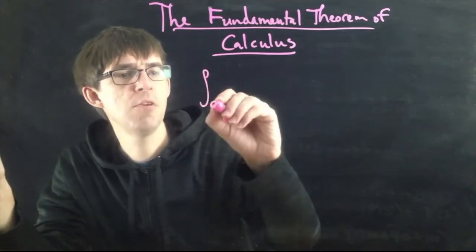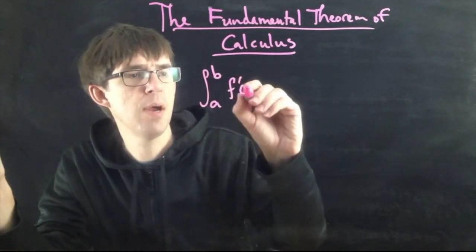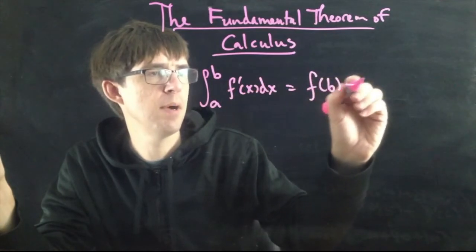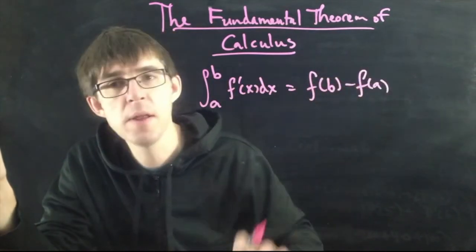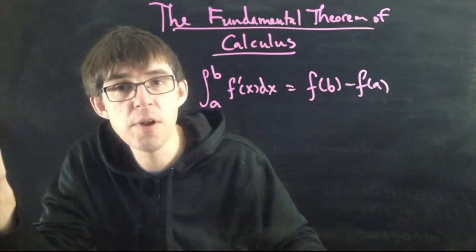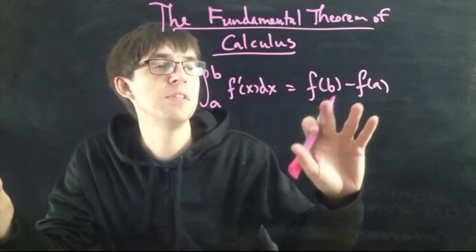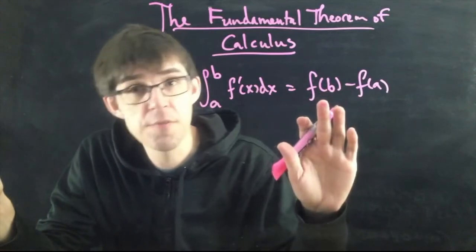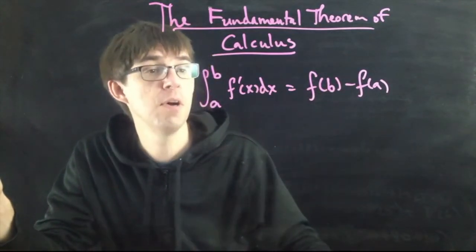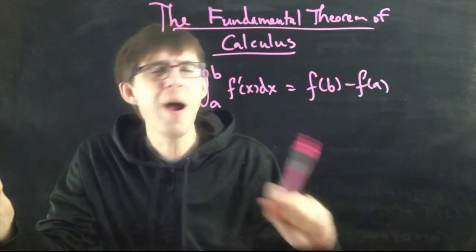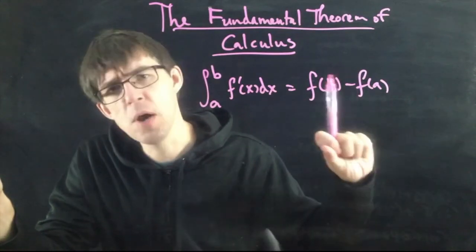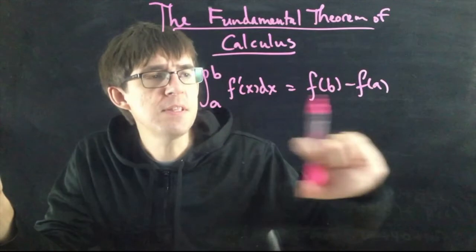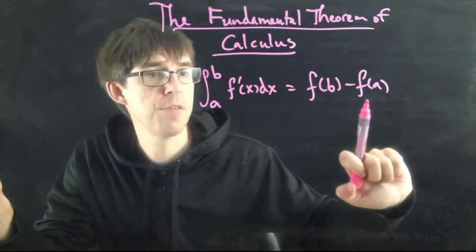It was the integral from a to b of f prime of x dx is equal to f of b minus f of a, right? This says the integral, the area under the curve of the derivative, is equal to the final value of the function minus the initial value of the function. Why this is true is a little complicated. You've got to watch the video from last time. But anyway, this is basically the fundamental theorem of calculus.